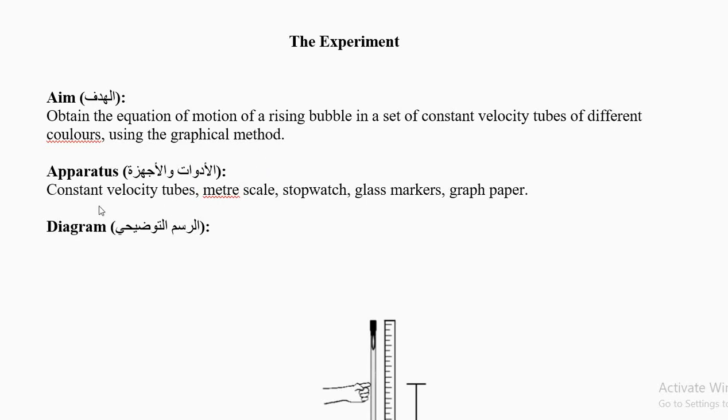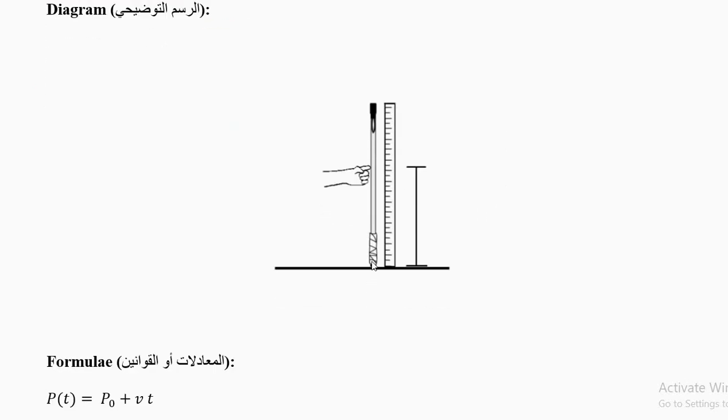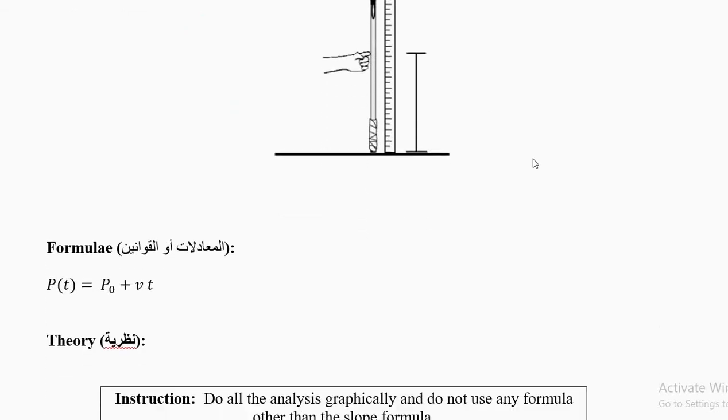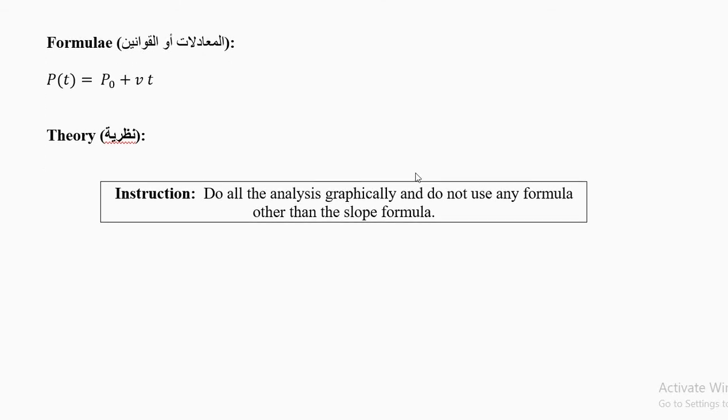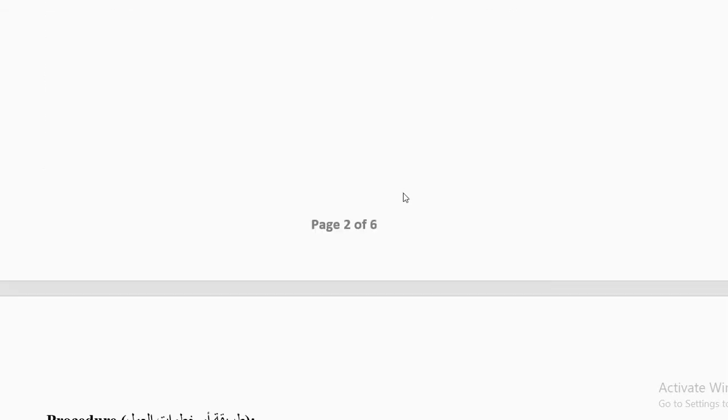So what all do you need here? Constant velocity tubes, meter scale, stopwatch, and glass markers. You can also use whiteboard markers, and a graph paper definitely. See, this is the tube. Now most of the tubes are 1 meter long, and the formula is: P is for position. Position as a function of time is P0 plus speed into time. V means speed, T is time. Now the theory will be given to you separately.